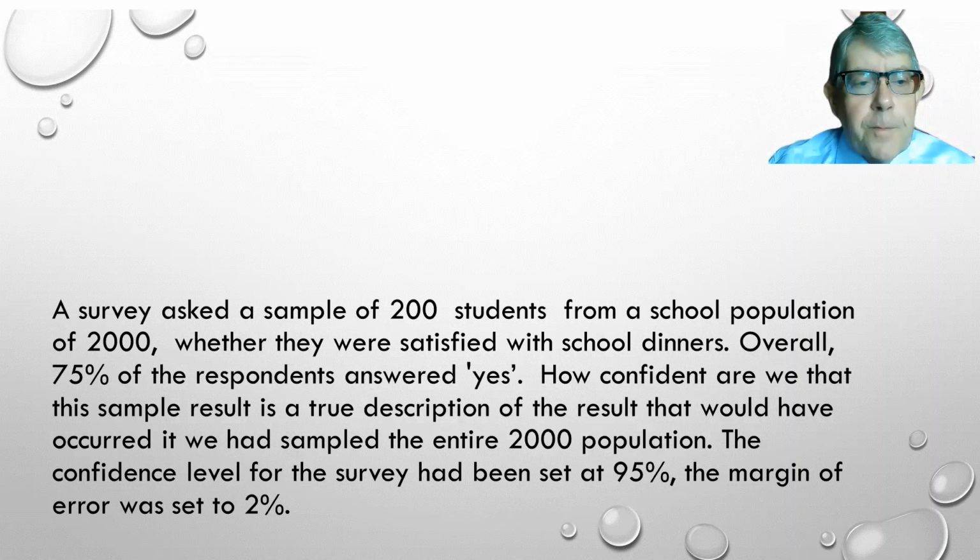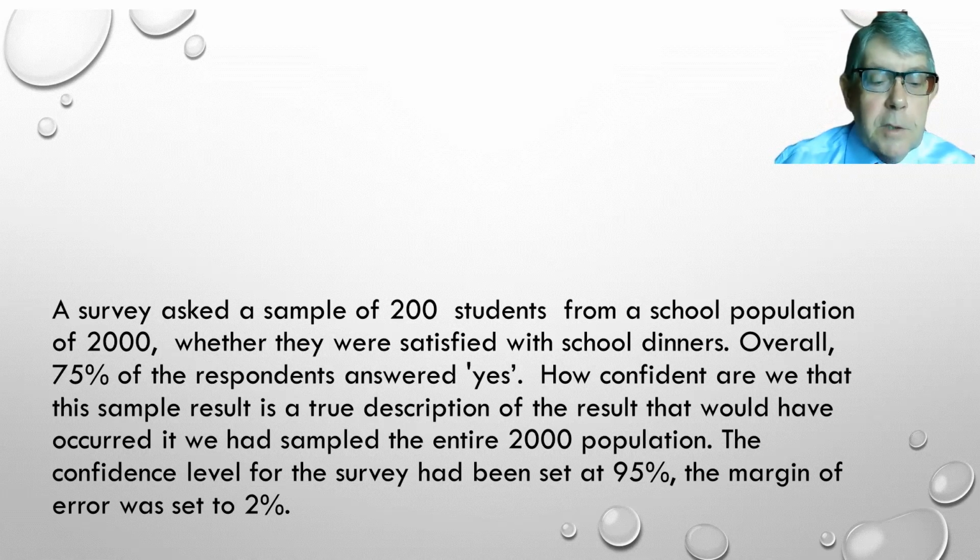Let's look at an example. A survey asked a sample of 200 students from a school population of 2,000 whether they were satisfied with school dinners. Overall, 75% of the respondents answered yes. Now, how confident are we that this sample result is a true description of the result that would have occurred if we had sampled the entire 2,000 population? The confidence level for the survey has been set at 95%. The margin of error was set to 2%.